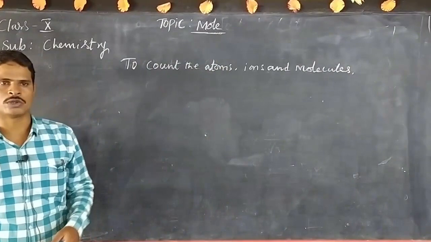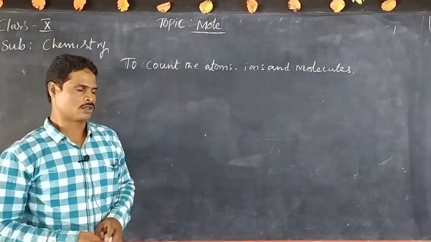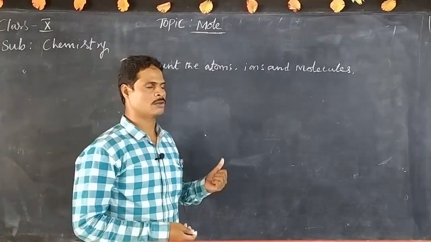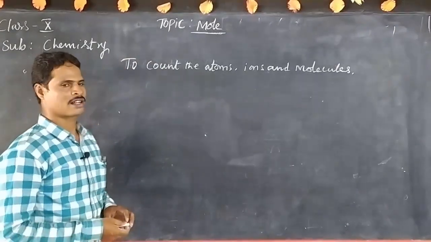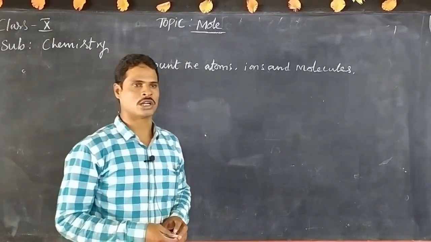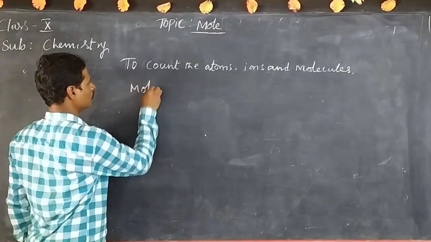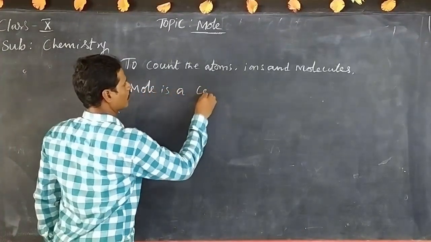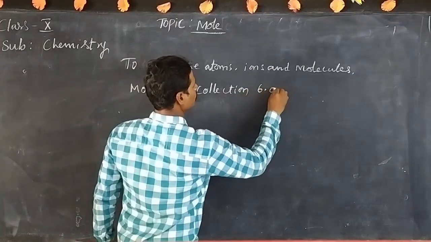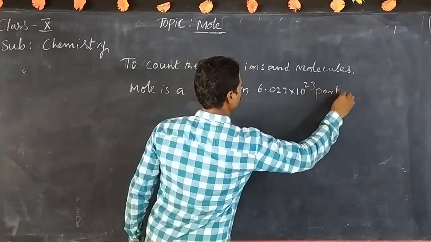You know, when you go to market we ask how many apples, how many bananas we need. So we say dozens, tons, kilos. Here also we discuss the same thing. So mole is a collection of 6.023 into 10 to the power 23 particles.